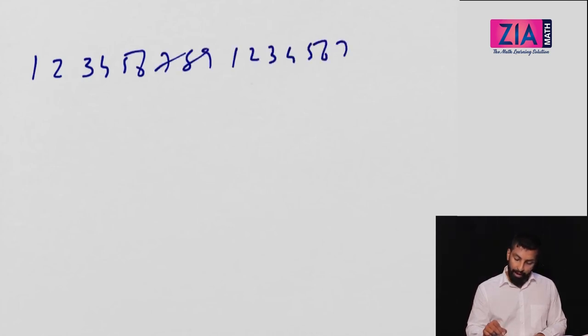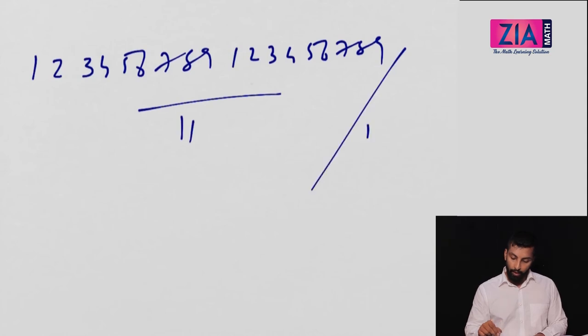If you want, you can group into groups of 1. Here that is the best. If you want, you can group into groups of 3, 5, 7, 9, etc. See, if I give you this number, 1, 2, 3, 4, 5, 6, 7, 8, 9, 1, 2, 3, 4, 5, 6, 7, 8, 9, divide by 11, what is the remainder?